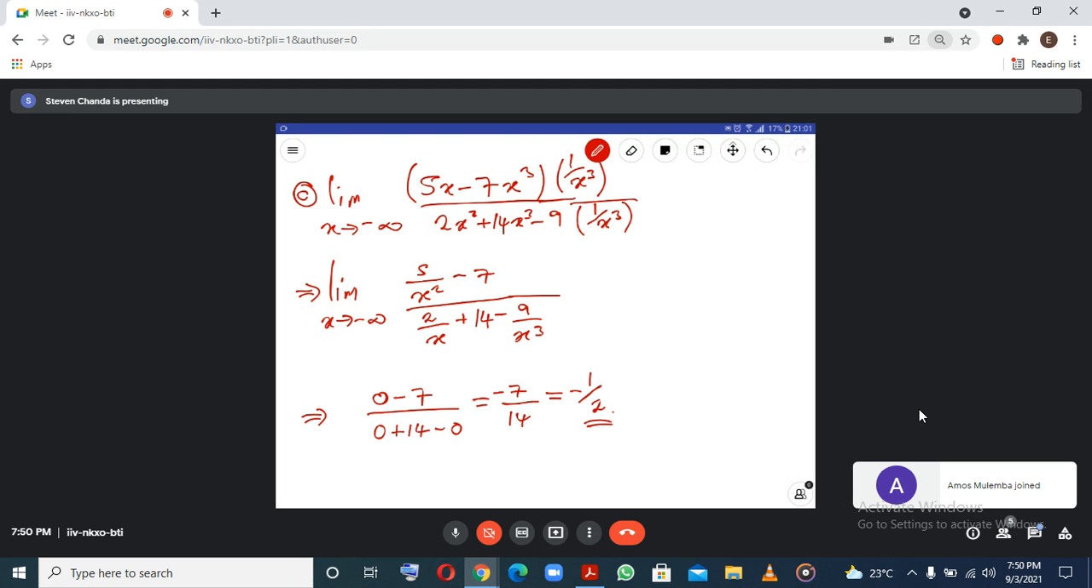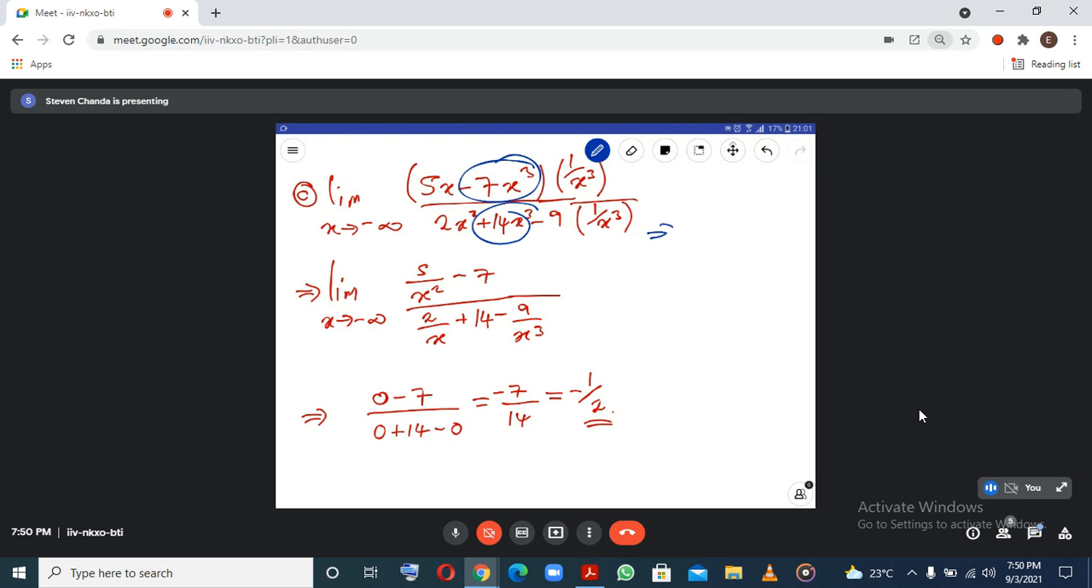Or we could have actually predicted it from here. We say which ones are the large things here? Which ones are raised to the highest powers? You see it's negative 7 and 14. So you just get them and say negative 7x cubed over 14x cubed. You cancel that, you cancel that. So that's how you can find your answers like that. That's pretty much how you can answer these particular questions.